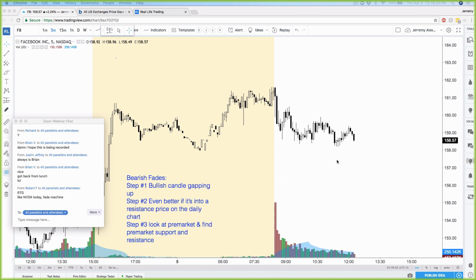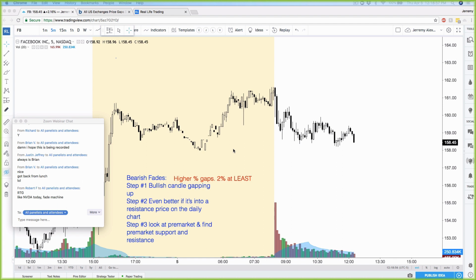Bullish candle gapping up, those are easy to find. Number 2, it's better if it's into a resistance price on the daily chart. Number 3, look at pre-market and find pre-market support and resistance. Now, I will say with bullish fades, these are usually higher percentage gaps, 2% at least. So when Facebook was opening up, I think it was 3.5 and some change. So these are a little bit higher percentage gaps.